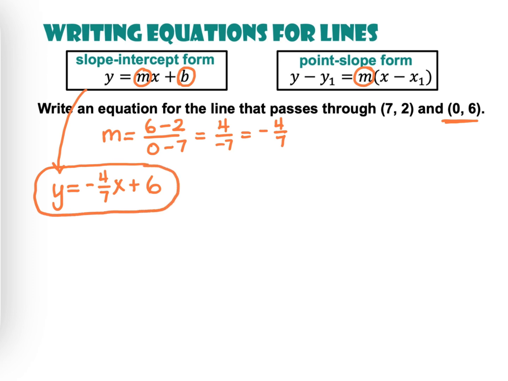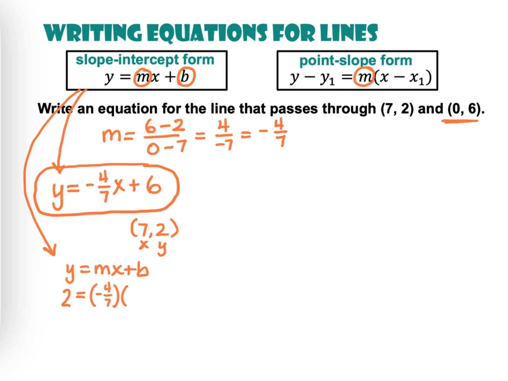Now, if you weren't noticing that, if you weren't being that clever, what you could do is take the point (7, 2) and just temporarily plug it in for x and y in y equals mx plus b. So we would put the 2 in for y. Remember, our slope was negative 4/7, and our x value just temporarily is going to be 7. Add the 4 over and we get a b of 6, which we kind of already knew. That's what we had above here.